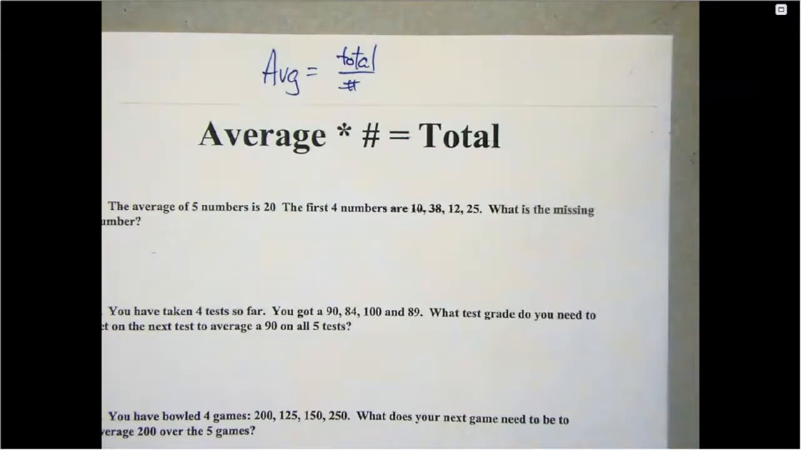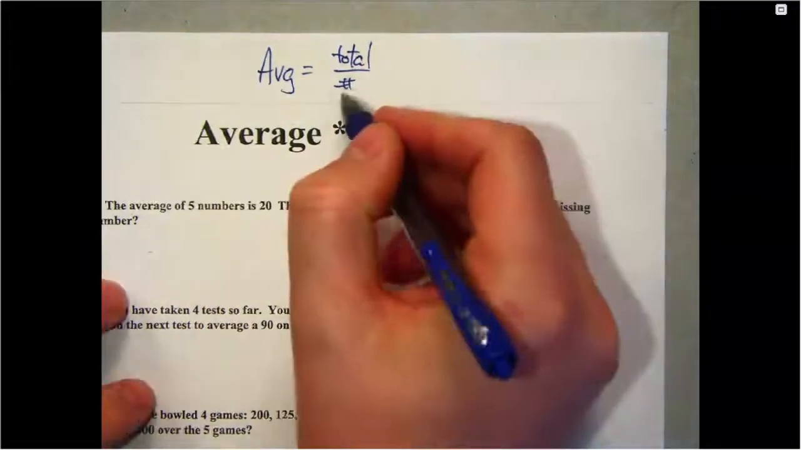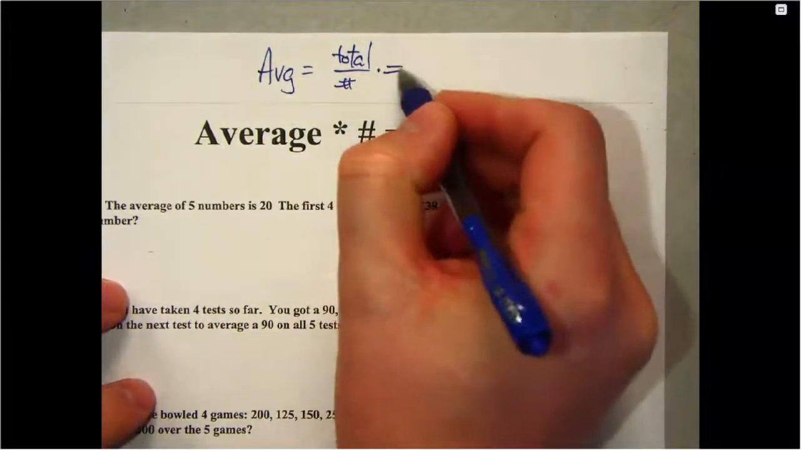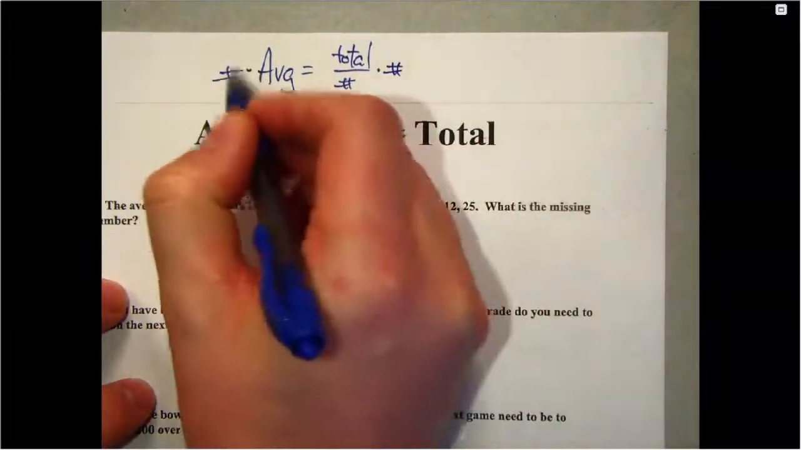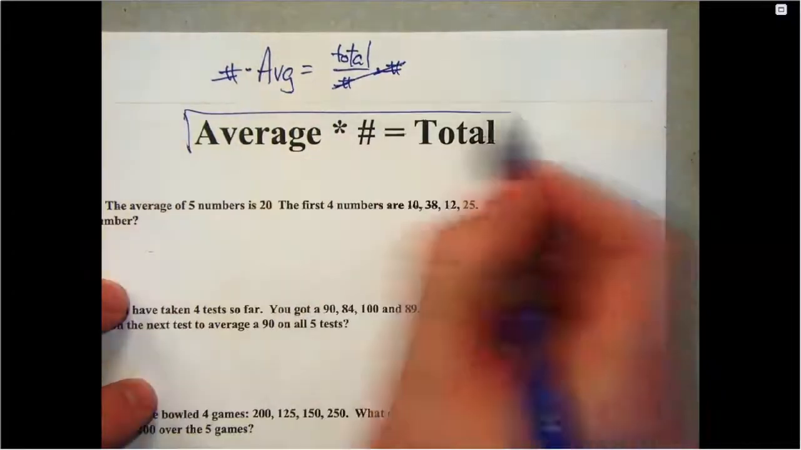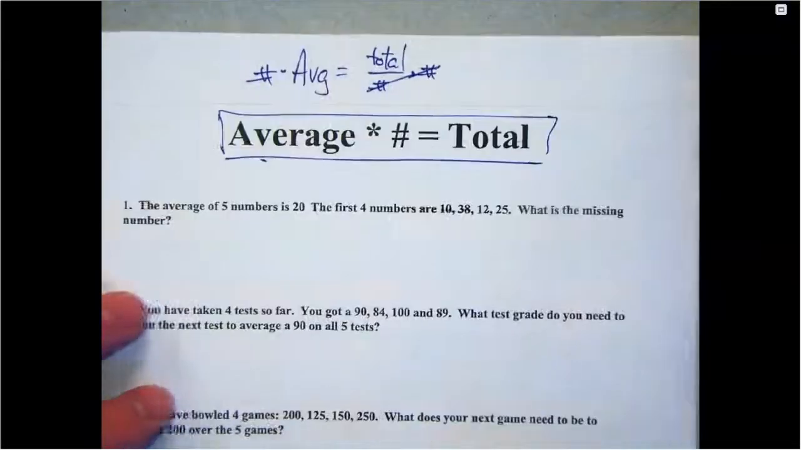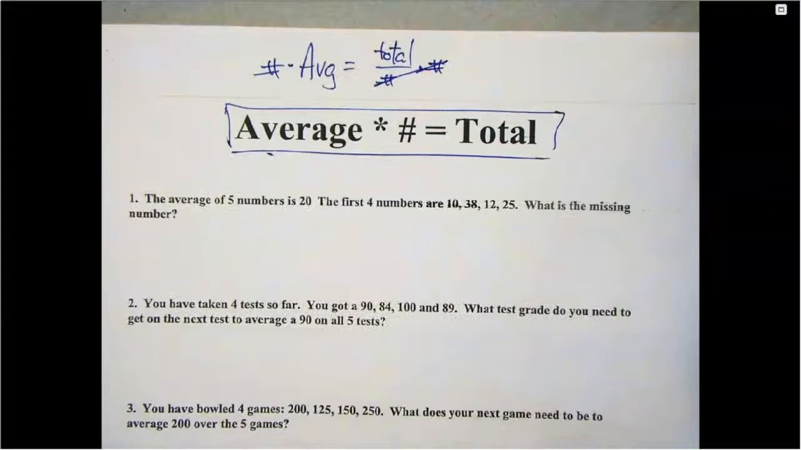Grab a worksheet from the desk. Well, if you just multiply both sides of that equation by number, I probably should put that, then you would end up with this equation. So it's really the same equation. We're just working kind of backwards.